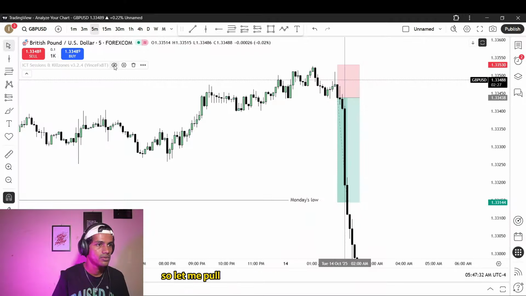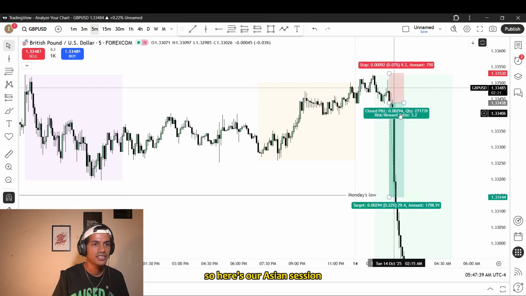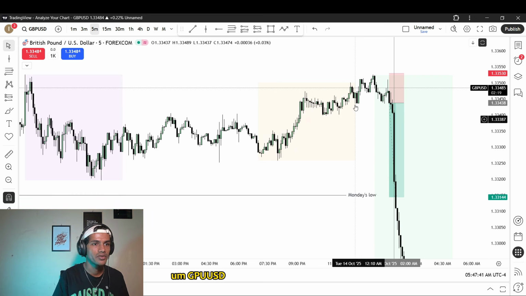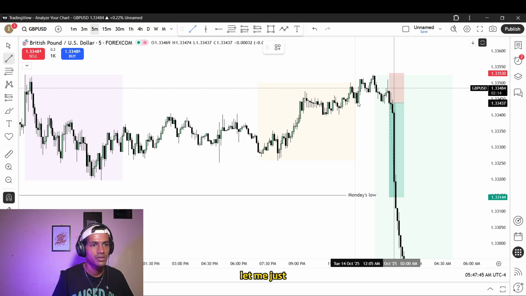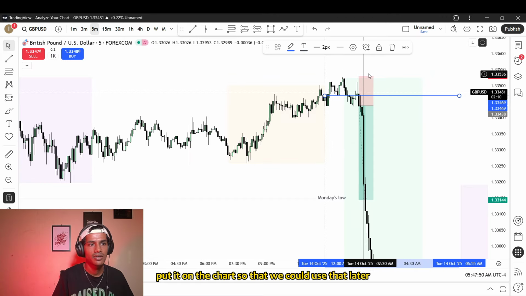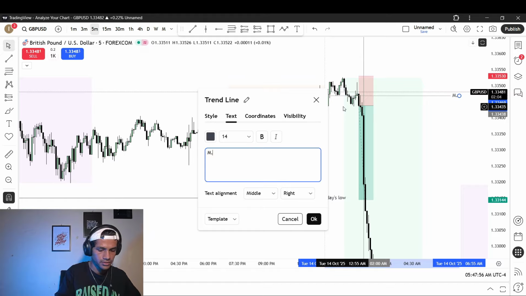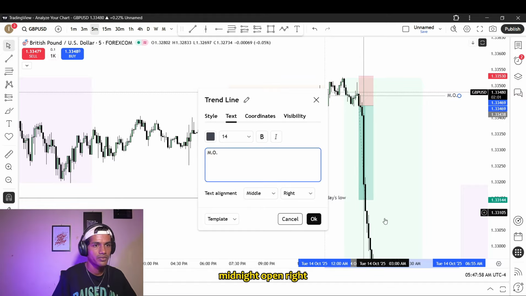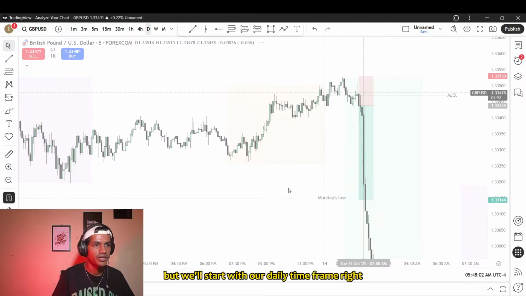So let me put the session ranges. All right, so here's our Asian session on GBPUSD, and that's our midnight open. Let me just put it on the chart so that we could use that later. That's our midnight opening price. But we'll start with the daily time frame, right?